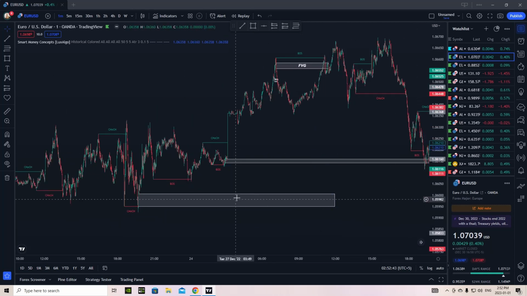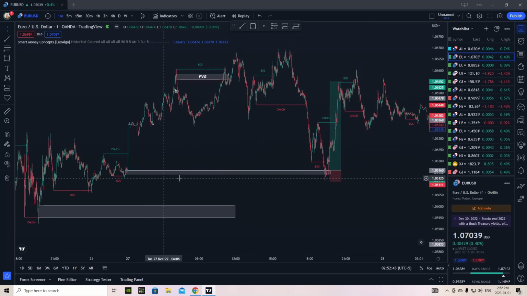The fair value gap, all you need to do is wait for price to make a liquidity sweep, so a lower low or a higher high, and wait for the retracement, wait for the price to come back down, right, before looking for fair value gaps in the market. And yeah, guys, that's basically how the ICT concept works.